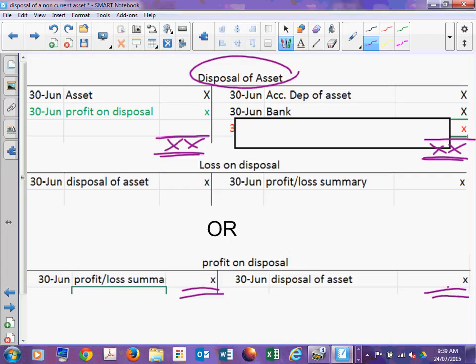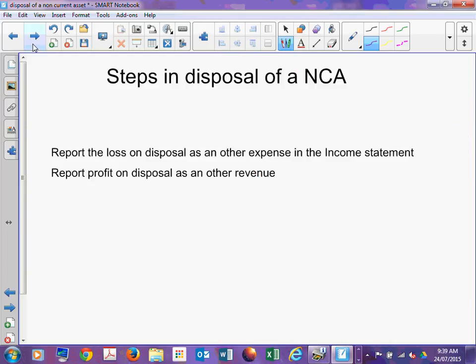Alright, is there any questions there? Right, one last thing I want to cover today. Just where you report this information. Reporting the loss on disposal. Where would you report the loss on disposal? It's an expense. So it's going to go in the income statement. Where? As an other expense.